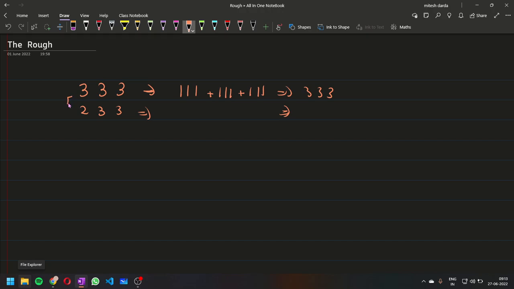Because I have decreased one value of 3, I have to decrease one value of any of these 3 Deci-binary numbers. Let's say I select the middle one. So this will become 111 plus 011 plus 111. This will again give me 233. Again 3 numbers are required to make this.